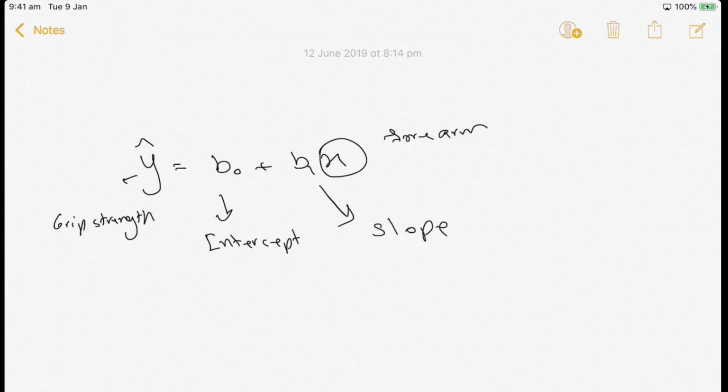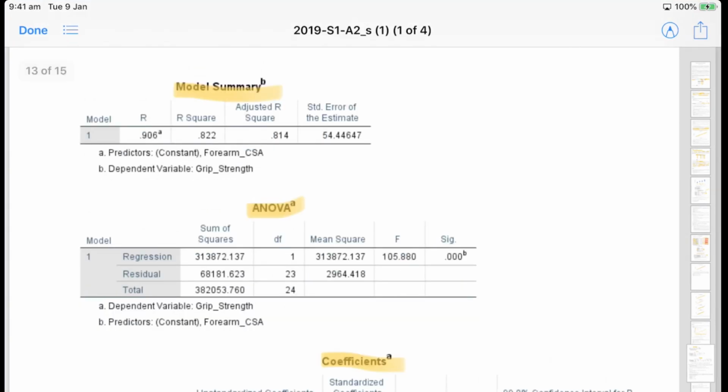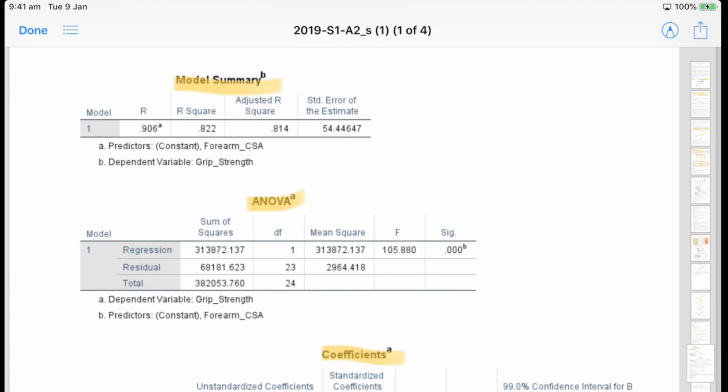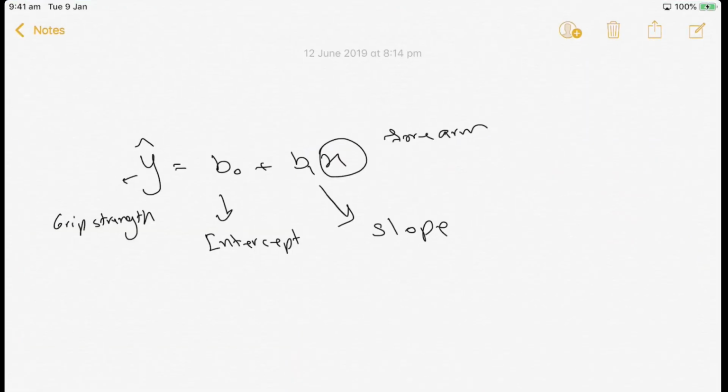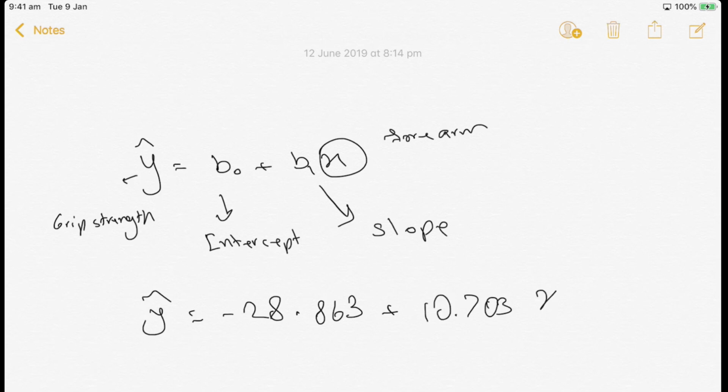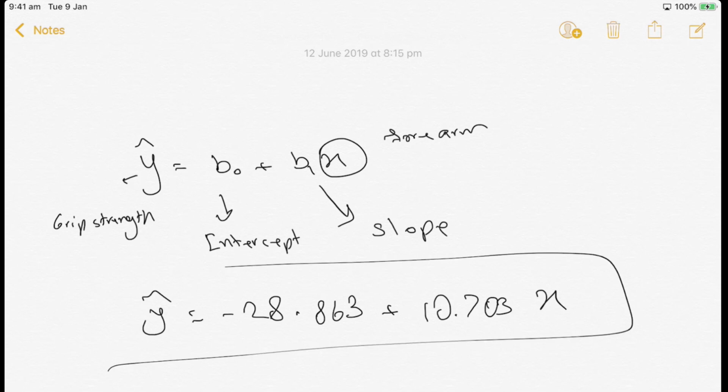Okay, what are B0 and B1? If we look at their coefficients, here, B0 is the intercept, the constant, and B1 is here. So minus 28 and 10, that would be our B0 and B1. Then for Y hat, you simply replace them: minus 28 point, what was the number? 28.863 plus 10.703 times X. That's it. That's our linear regression equation.